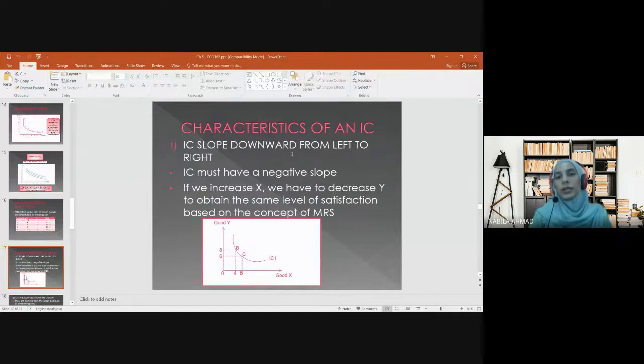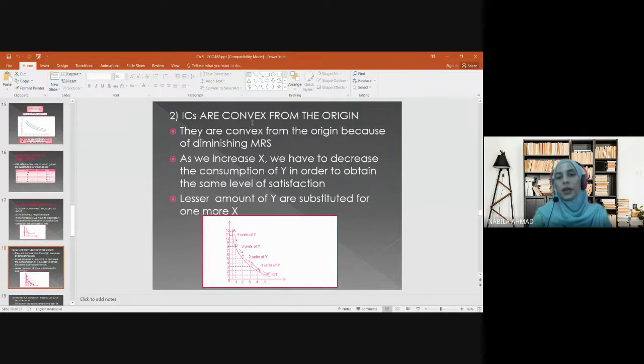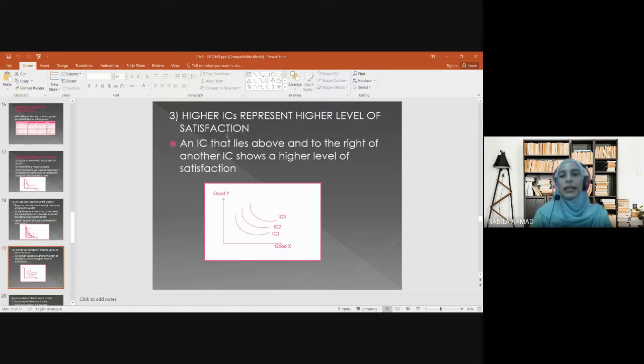Okay, so kita lihat characteristics of indifference curve. Indifference curve slope downward from the left to right, so dia akan slope begini. Okay. And then indifference curve are convex from the origin sebab dia according to the diminishing marginal rate of substitution. Okay, so dia convex. Ingat tak? PPC, kita ada 3 shape of PPC. Concave, convex and straight line. Tapi untuk indifference curve, dia mestilah convex. Kenapa? Sebab semakin banyak satu goods yang kita beli, semakin kuranglah good yang satu lagi yang kita akan beli. Okay? And then higher indifference curve represent higher satisfaction. Semakin tinggi indifference curve, semakin tinggilah kita punya satisfaction di sini.